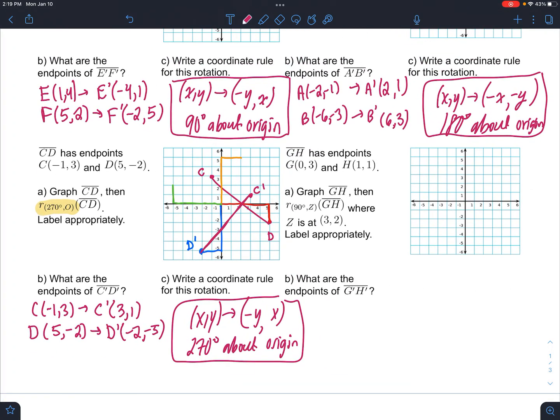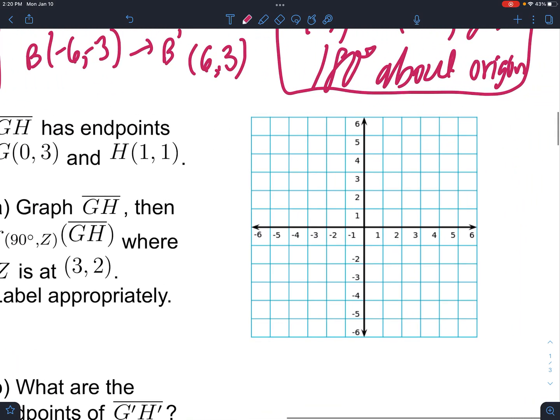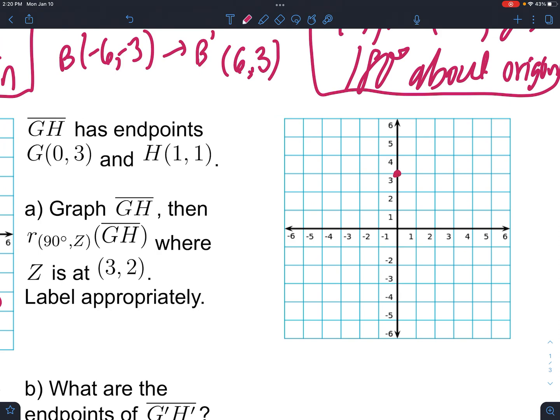Okay? So what happens if we don't rotate around the origin and we don't start those L shapes at the origin? Well, I'll show you. So this one, the origin is no longer there. It wants us to rotate around this point here, which is 3, 2. So now when we rotate, we're not going to be connecting our L shapes to the origin. We're going to be going from the rotation point over and down.